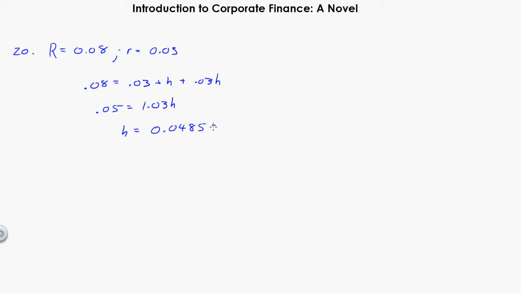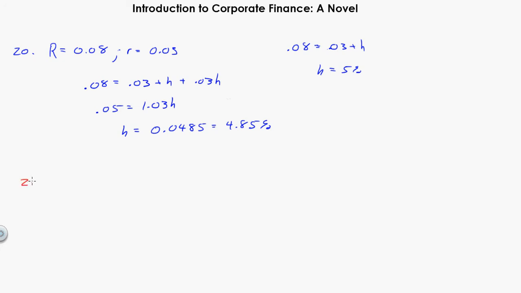0.0485, which is the same thing as 4.85%. Now the easy way to do it is if we can have approximate, then 0.08 would be approximately equal to 0.03 plus H, and that of course means H is equal to 5%. 3 plus 5 is 8.